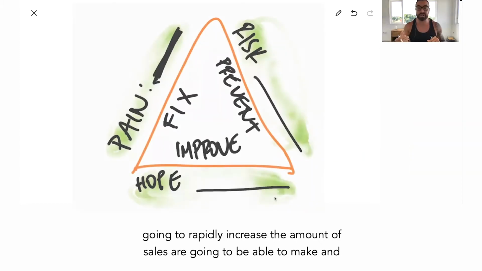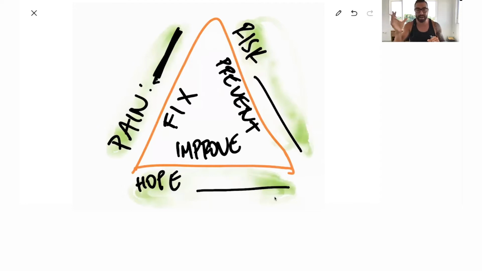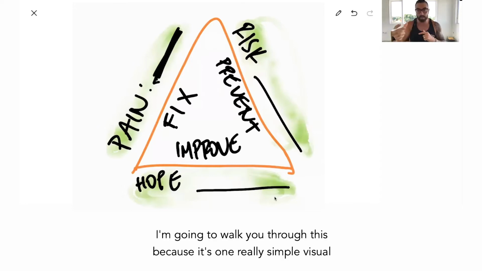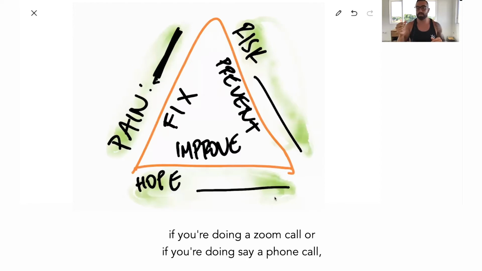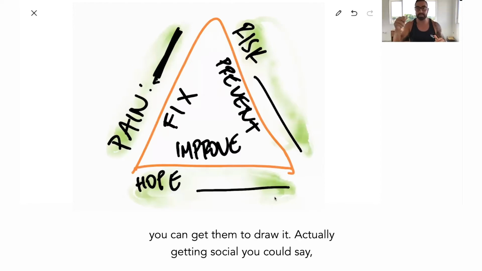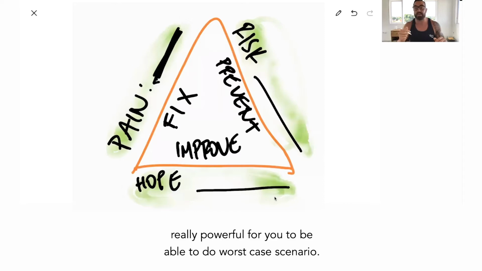I'm going to teach you right now one simple model that you can inject into your sales conversations that is going to rapidly increase the amount of sales you're able to make, and you're going to be able to sell at a much higher rate as well. I'm going to walk you through this because it's one really simple visual representation that you can do. You can do this if you're doing a Zoom call, or say a phone call, and you can get them to draw it themselves. You could say, hey, can you just draw a triangle for me and write this and write that? Which is actually really, really powerful for you to be able to do.